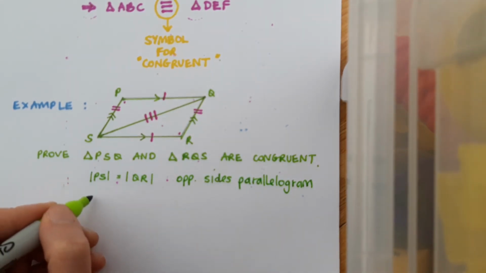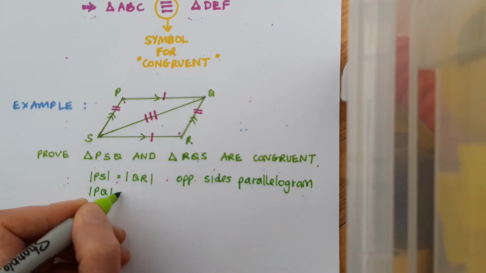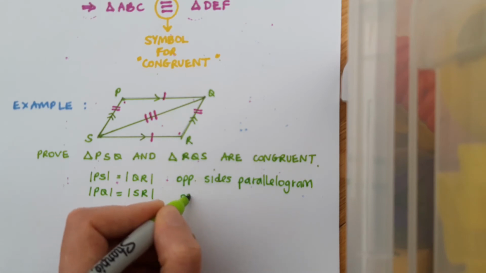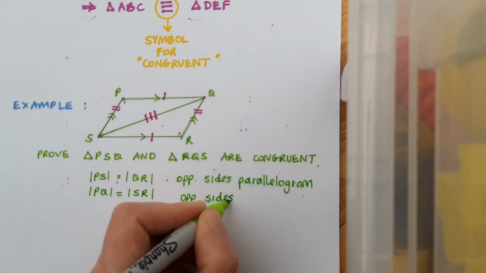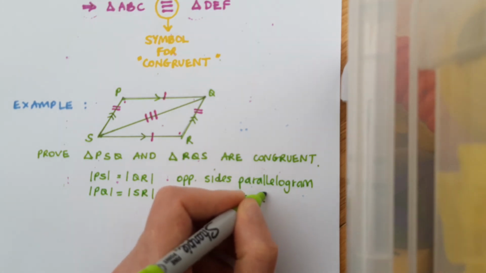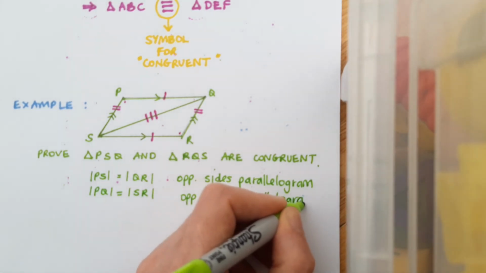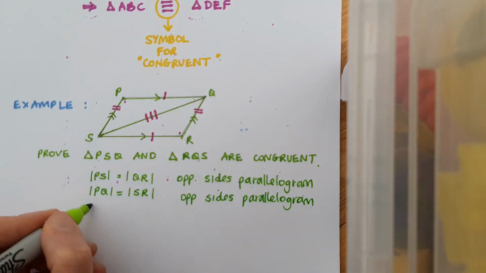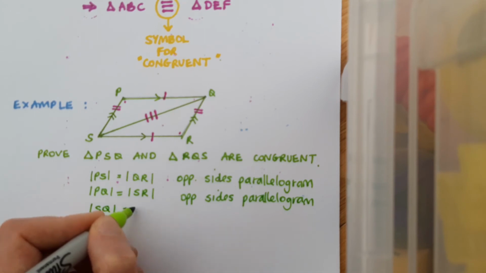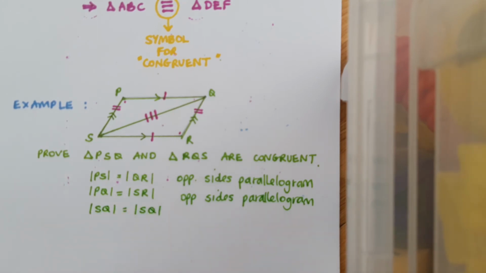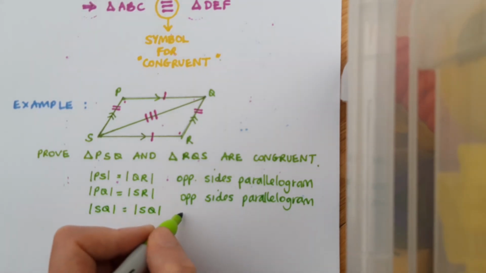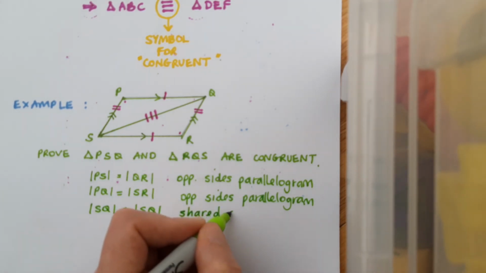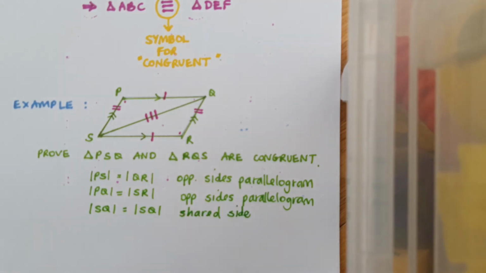I can also say that PQ equals SR, again, opposite sides in a parallelogram. And then finally, I've got this SQ side, and they both have that. So I'm going to really state the obvious there. SQ equals SQ, obviously. And the reason for that is it's a shared side. If you prefer, you can say it's a common side. It means the same thing.